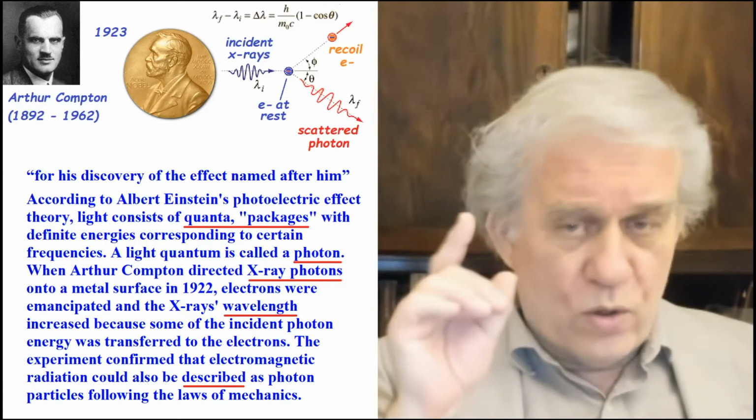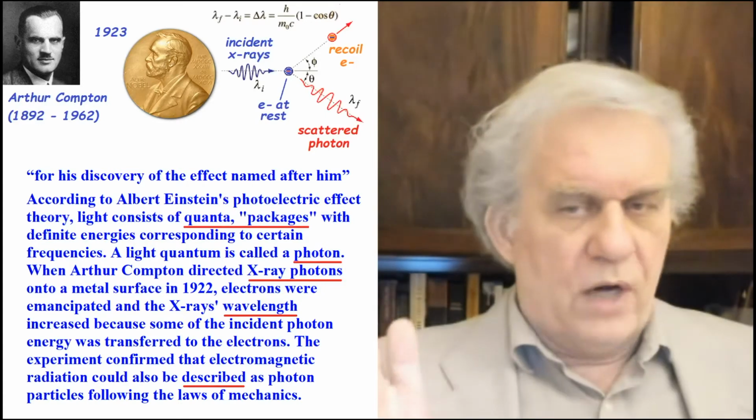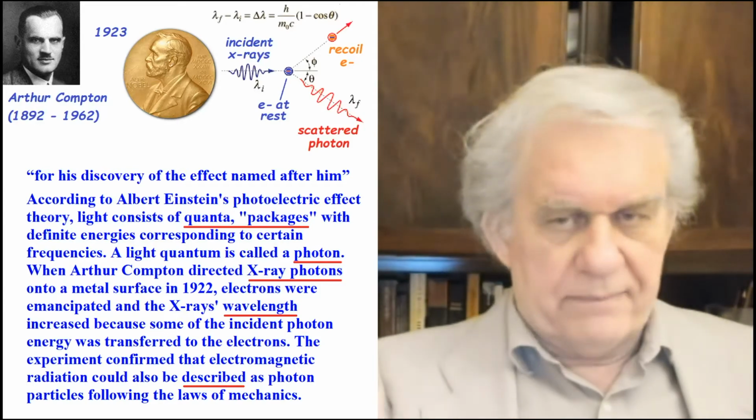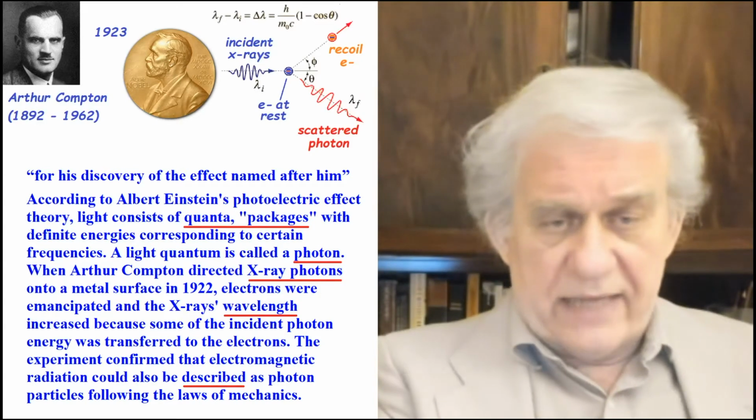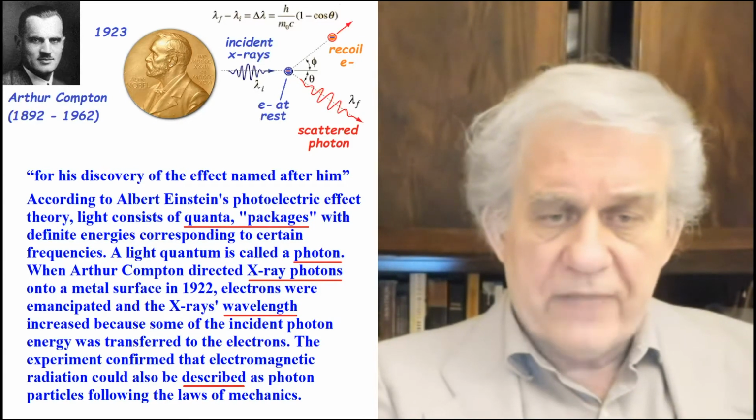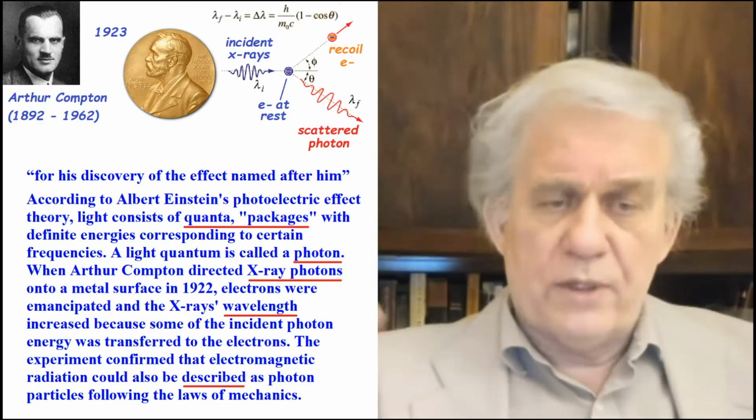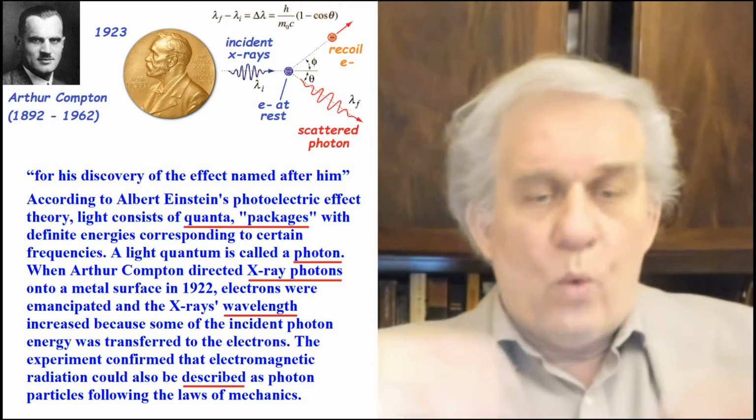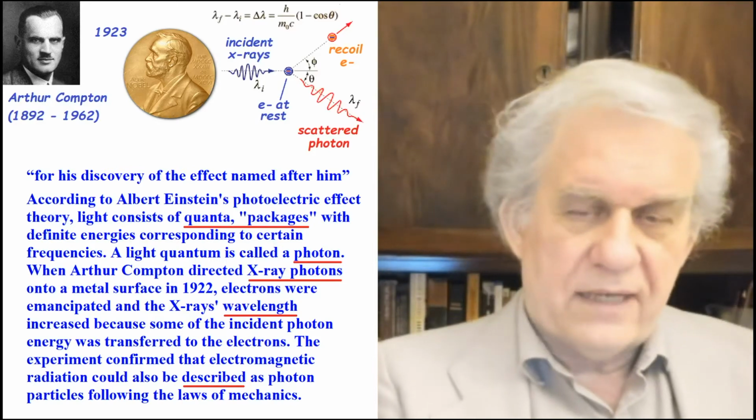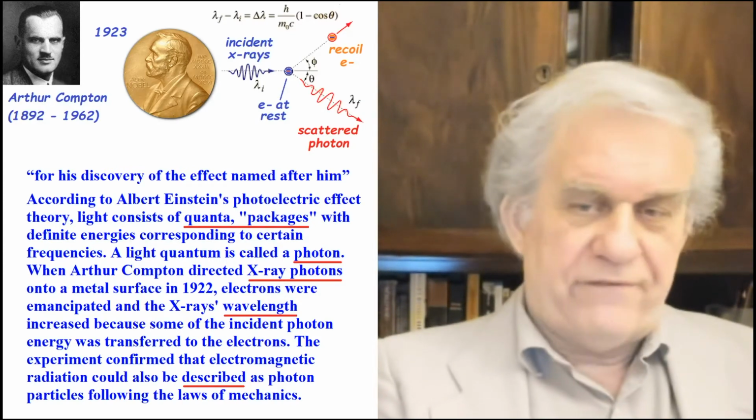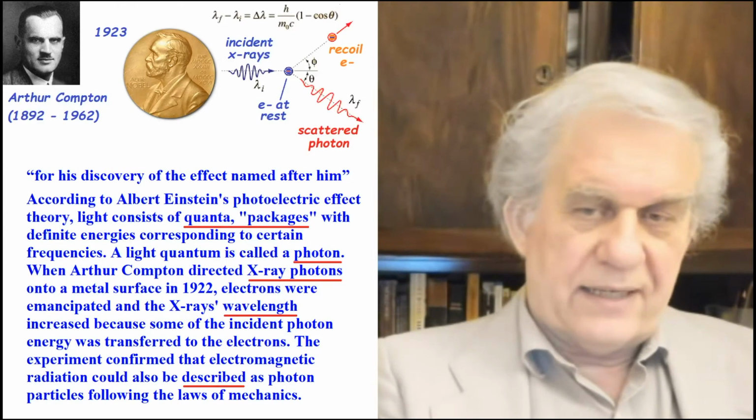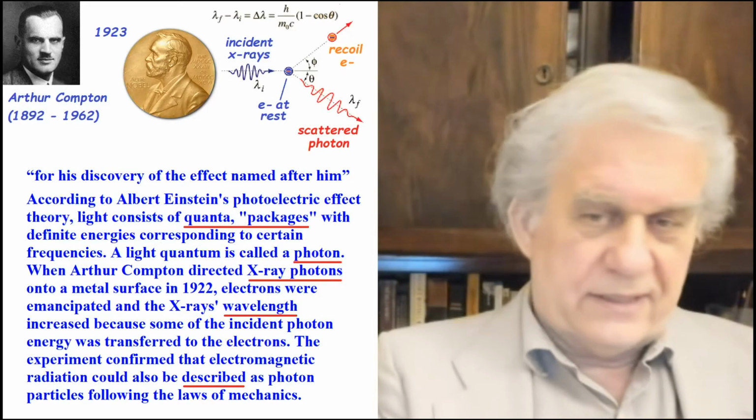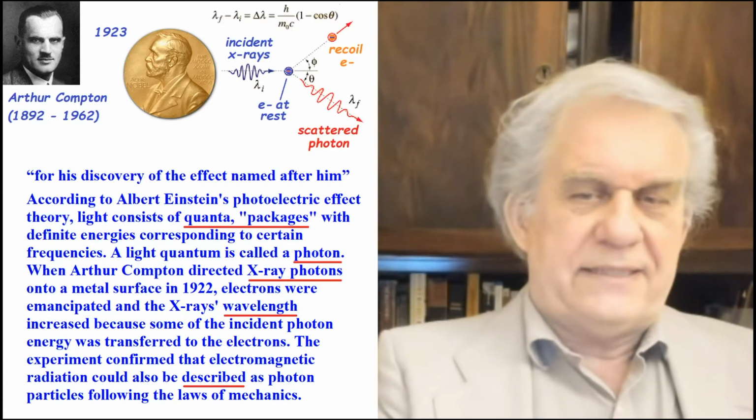We don't know that electricity is a flow of electron beads from atom to atom, but this is what he's saying it is. But it turns out that he says, look, the X-ray photons onto a metal surface, electrons were emancipated, great. The X-rays wavelength. I thought we were talking about photons. I thought the Compton effect explains that or justifies or describes that light is what?